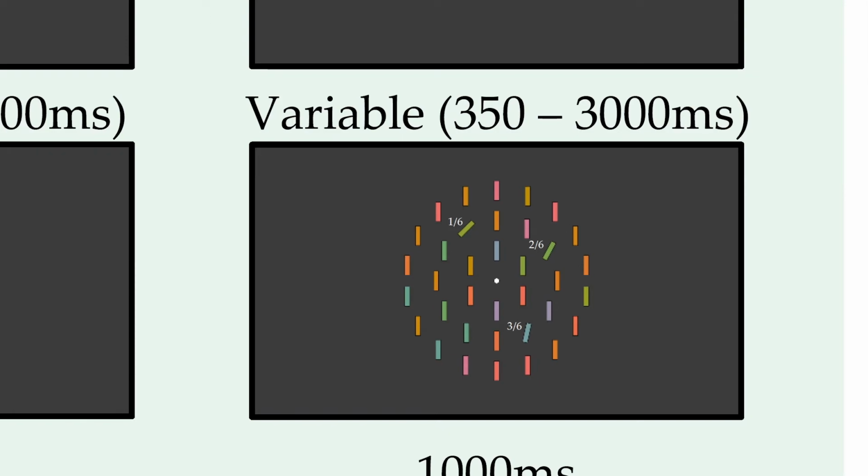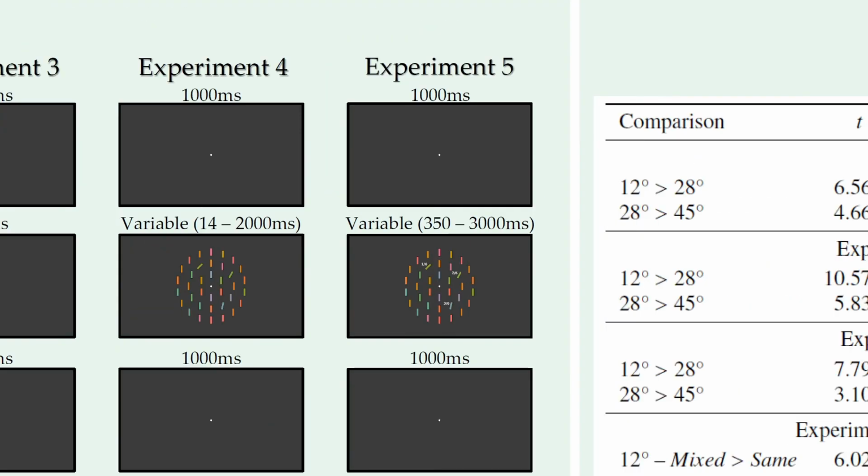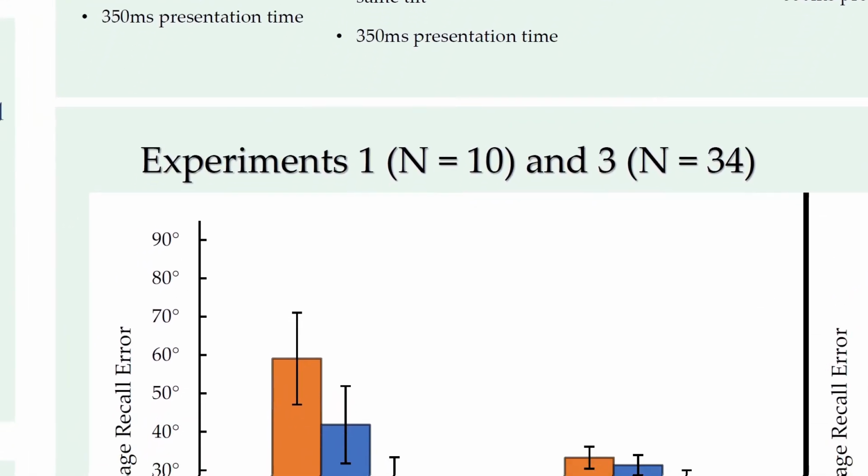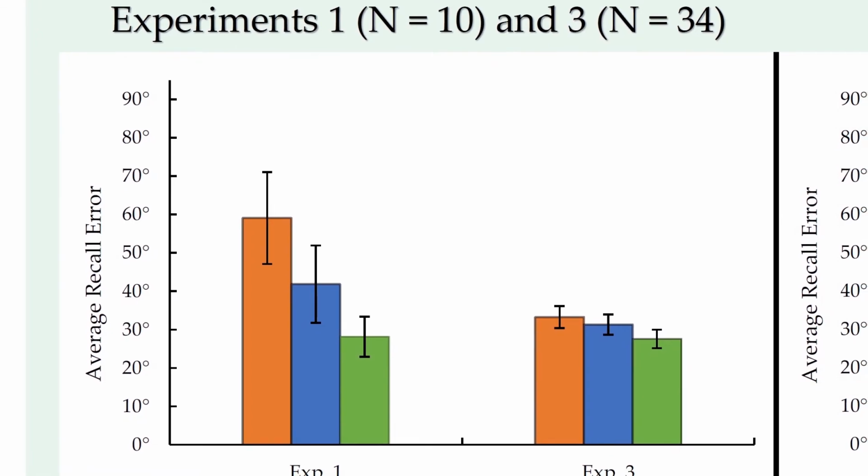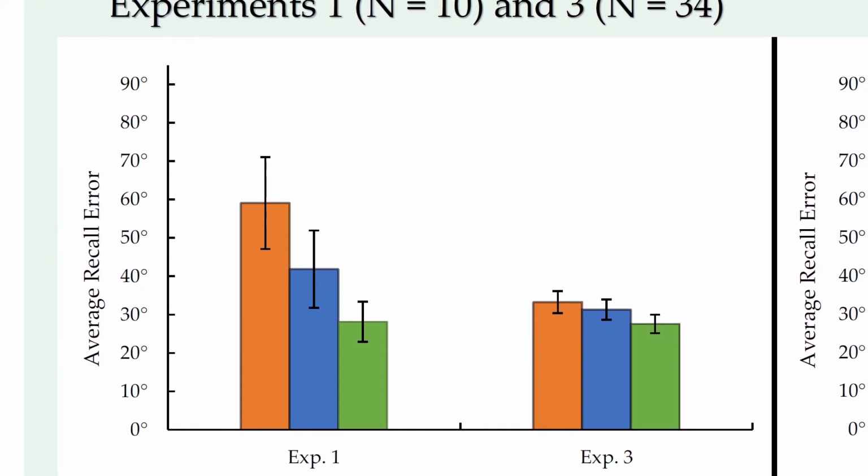So what did we find? I will only go over the graphs here, but if you're interested, I encourage you to come ask questions during the scheduled Zoom conference. On all graphs, the orange indicates low saliency targets, the blue indicates medium saliency, and the green indicates high saliency. For experiment 1, you can see that recall error decreases with the target saliency. It is less obvious for experiment 3, but the effect is there nonetheless.